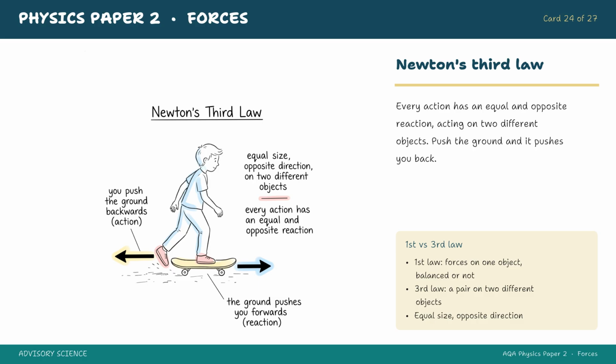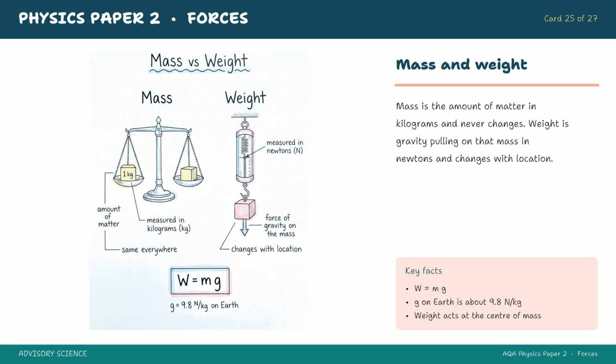Gravity, mass, and weight. Mass is the amount of matter in an object. It stays the same anywhere in the universe and is measured in kilograms. Weight is the force of gravity pulling on that mass. Your weight changes depending on where you are in space. So your weight on Earth would be different than your weight on Saturn, but your mass on Earth would be the same as your mass on Saturn. Weight is a force, so it's measured in newtons.